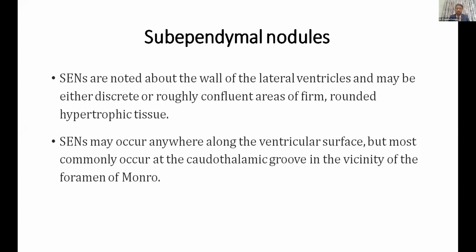Subependymal nodules, as the name suggests, will be seen along the ependyma, so you will find them around the lateral ventricles. They are either discrete or confluent, forming a sort of firm, rounded hypertrophic tissue. You will find them everywhere, however they are most common in the caudothalamic groove in the vicinity of the foramen of Monro. So these are subependymal nodules.